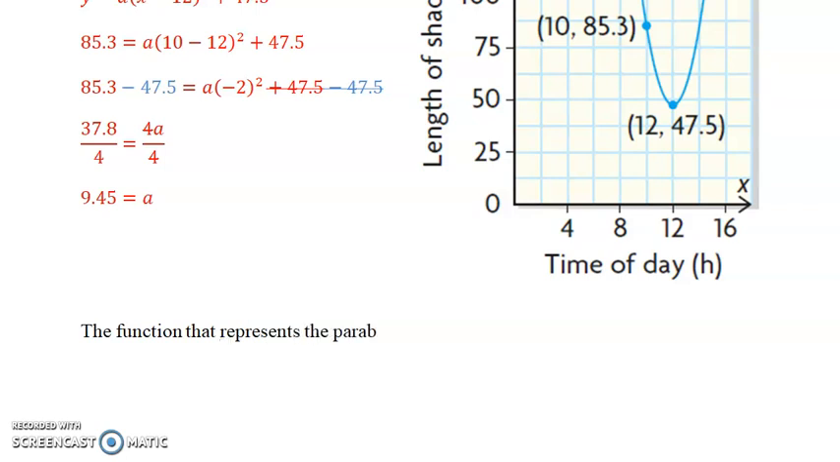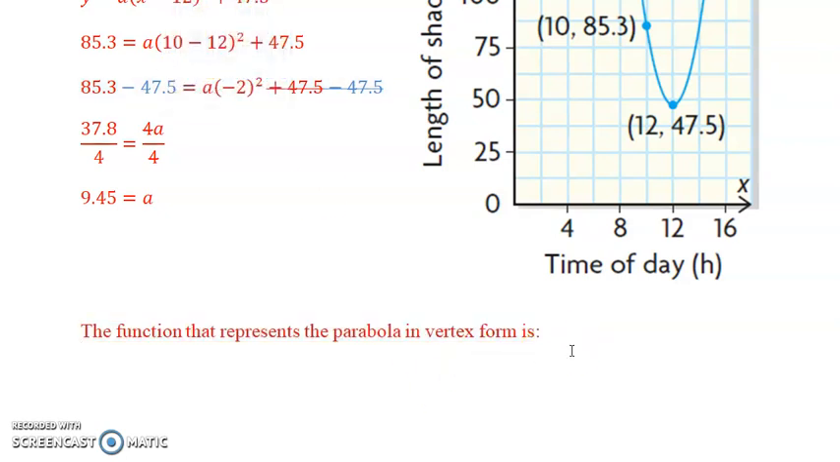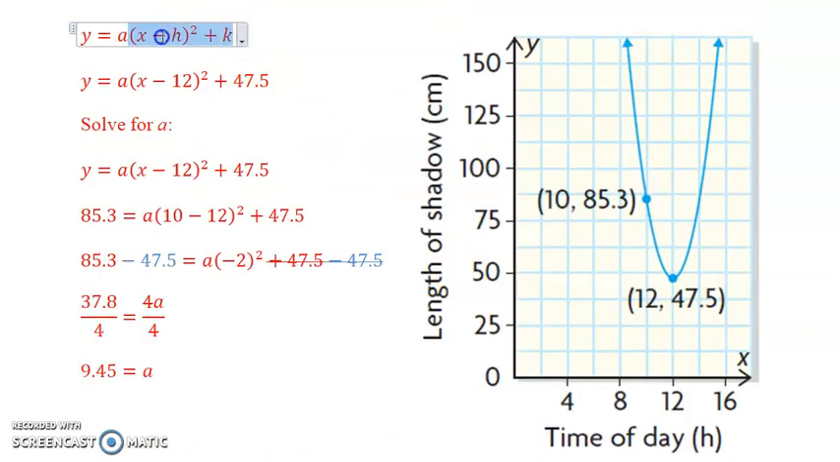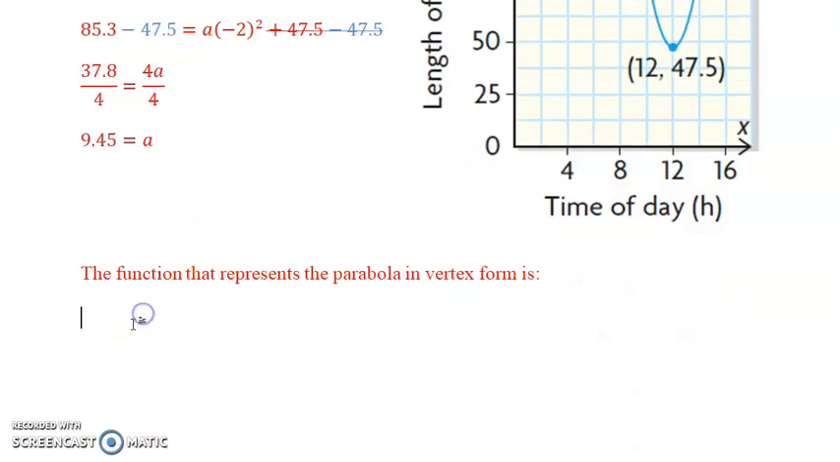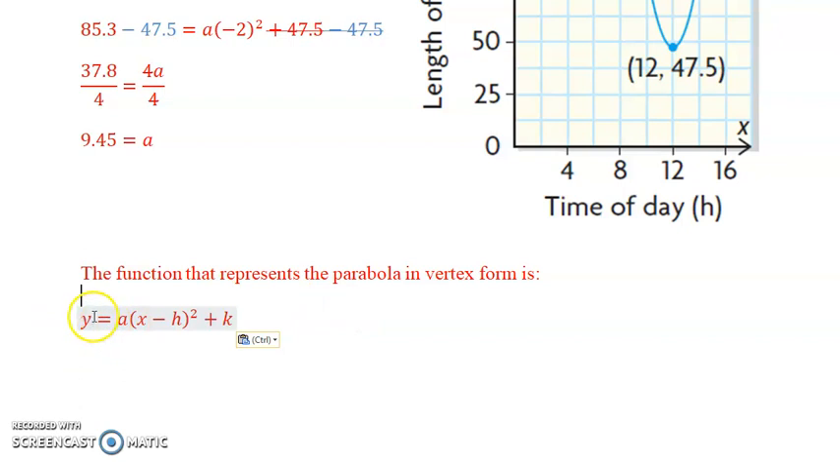the parabola in, we'll do vertex form because that's what section we're doing, right? So the function represented in vertex form is, remember we get our vertex form. Your function's always going to have x and y in it, so we need to replace a, h, and k, right? So the a value we obtained was 9.45. The h value was 12, and the k value was 47.5.